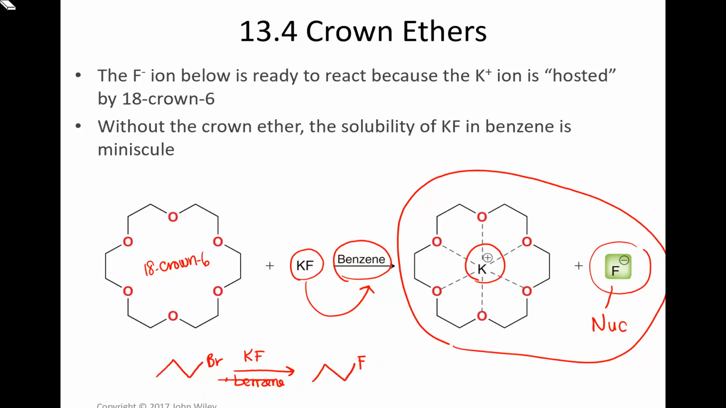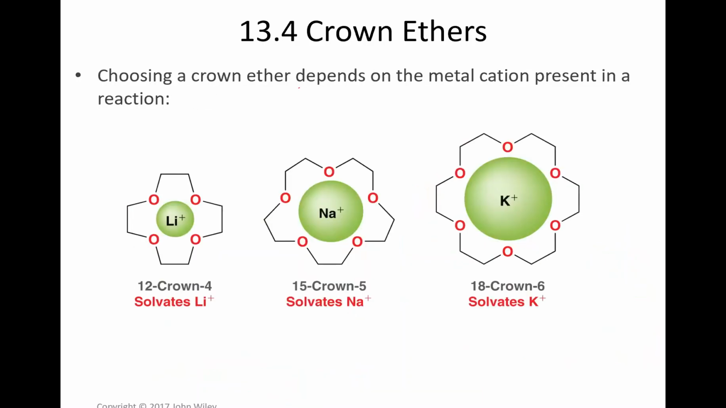We would not be able to get very much product from this reaction if we just rely on potassium fluoride's natural solubility in benzene. But if we then decide to add some 18-crown-6, all of a sudden solubility is enhanced, and therefore the amount of product we would be able to get increases.